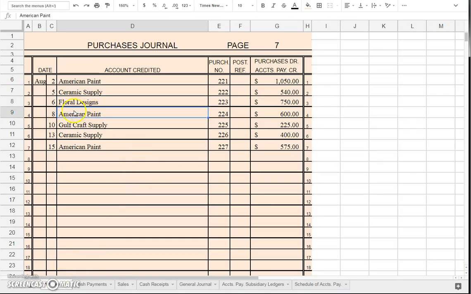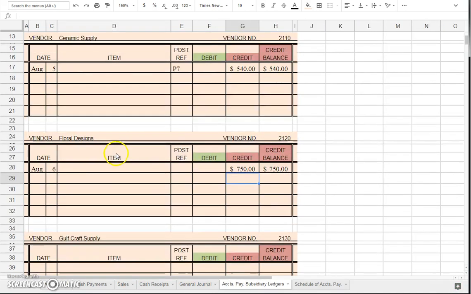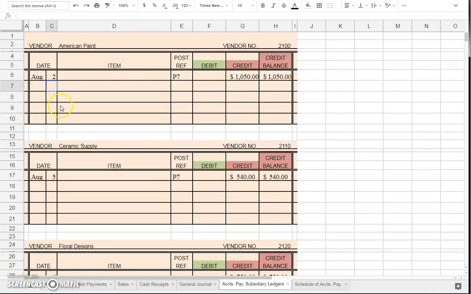Let's do one more. Here's American Paint again. August 8th, credit for $600. So I'm going to go back up to American Paint. August 8th, still coming from P7.